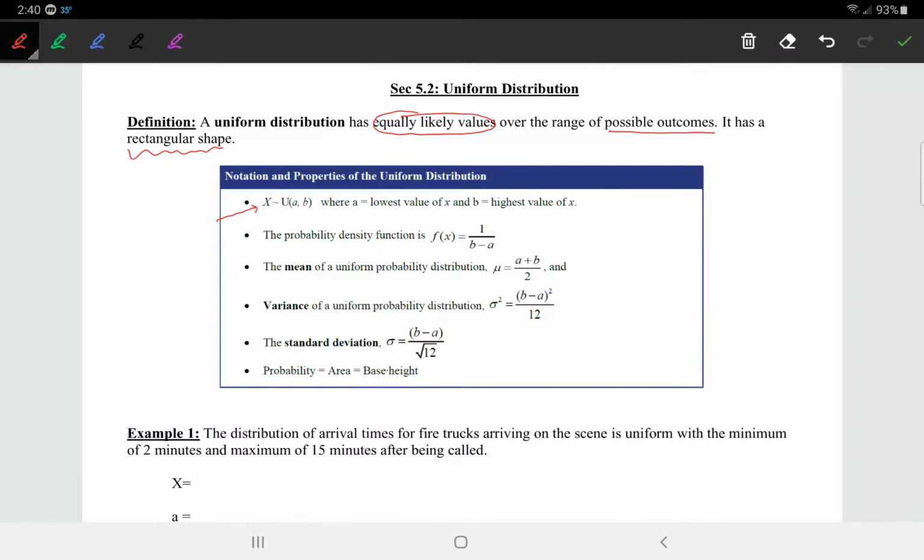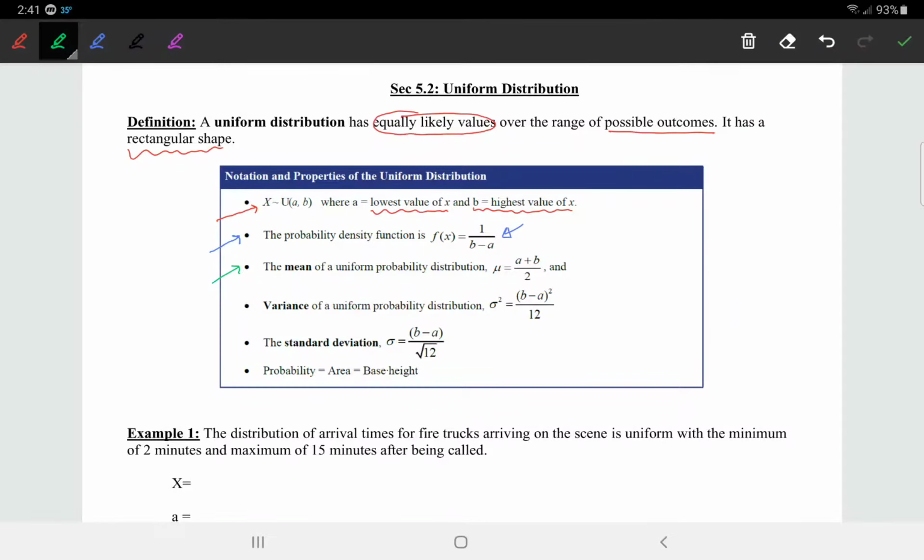We will say that X follows a uniform distribution from A to B, where A is the lowest value of the random variable and B is the highest value of the random variable. We can determine directly what the probability density function is. This function will be equal to 1 over B minus A.